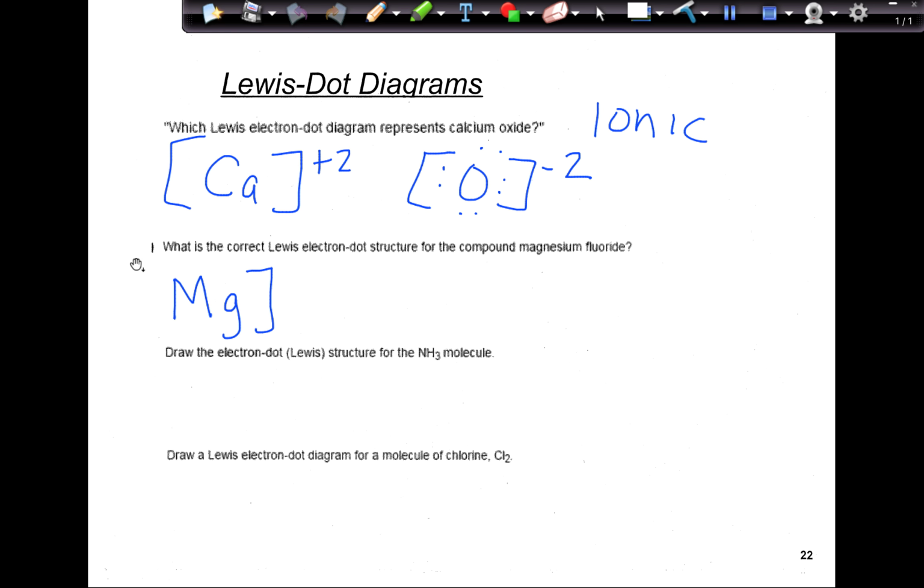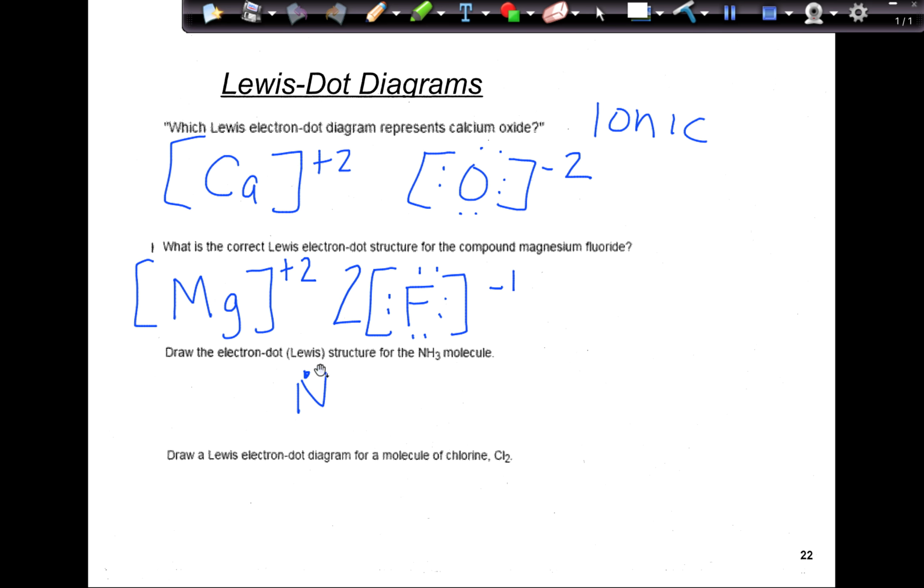But if we had magnesium, which is the metal which gets a plus 2 charge, and fluorine, which is a nonmetal, so it gets 8 dots and its negative charge, in order to balance the +2 and the -1, we would put a 2 in front of there.